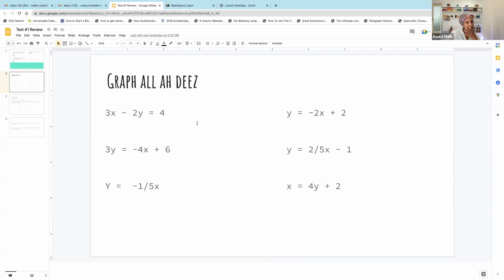Okay, so you guys can see this, right? I also had a question. Yes. On one of them it says find the slope.